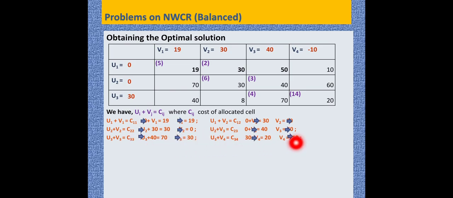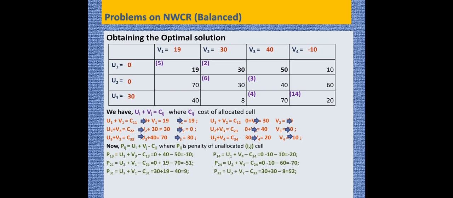Now what we need to do is find the penalties. So the penalty is Pij equal to Ui plus Vj minus Cij. So we have calculated U1 and the rest. For all cells I need to calculate Pij. After calculating, I am getting these values. We need to calculate it for unallocated cells. So P13 is one of the unallocated cells. I will just elaborate on it.